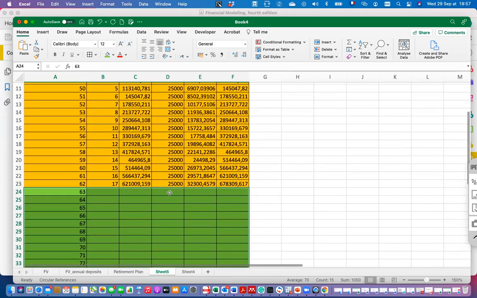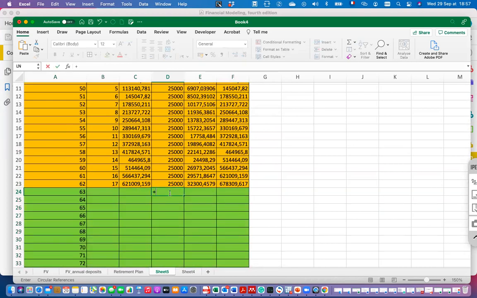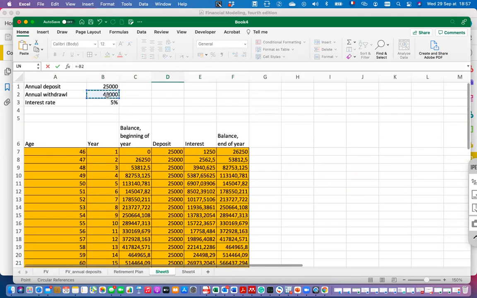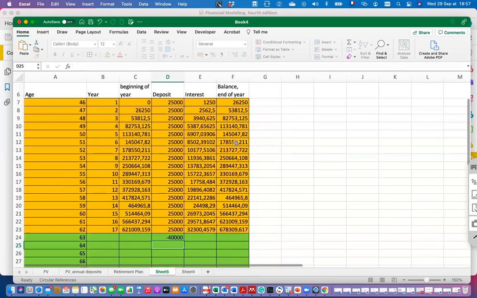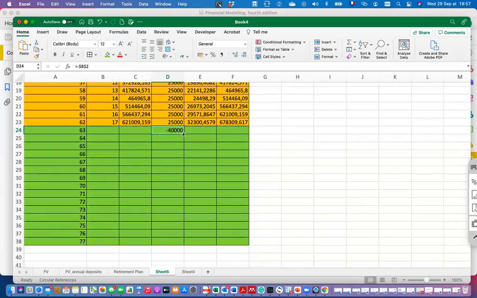Now, starting from 63, I will withdraw money. So it is equal to minus the withdrawal, which is given to me, minus B2. Since it is a constant withdrawal, I will add the dollar sign. You will have 18, 19, and so on.